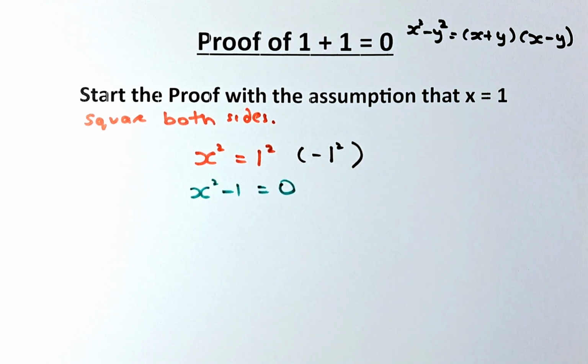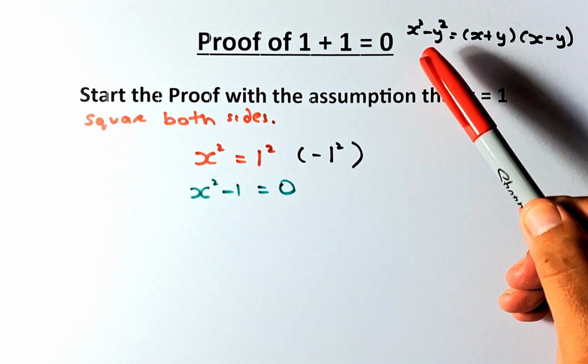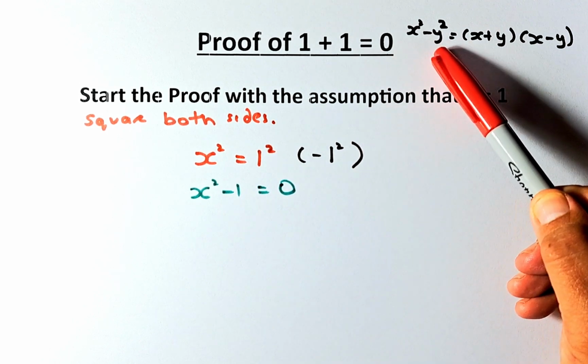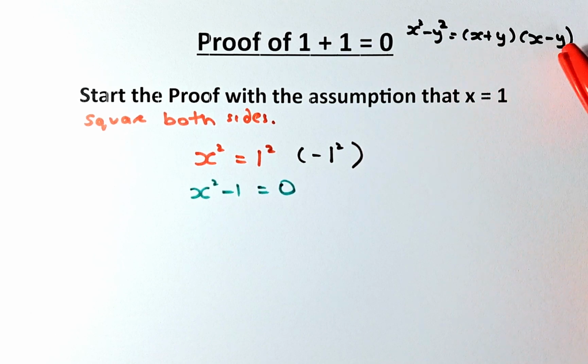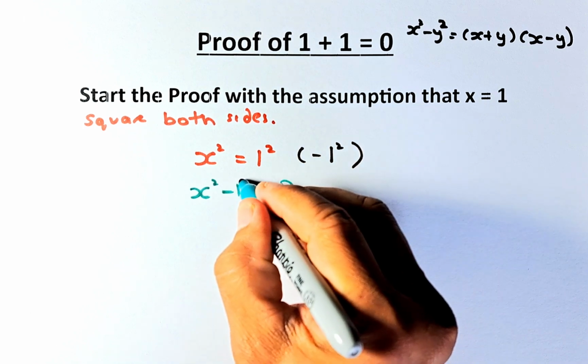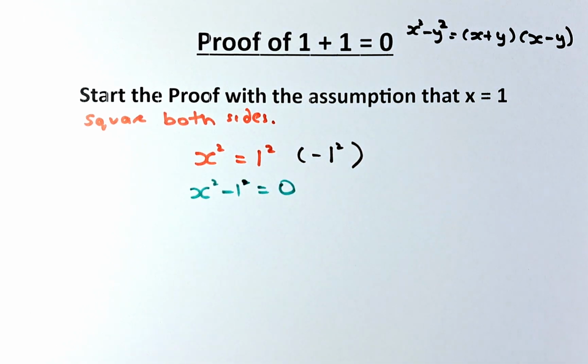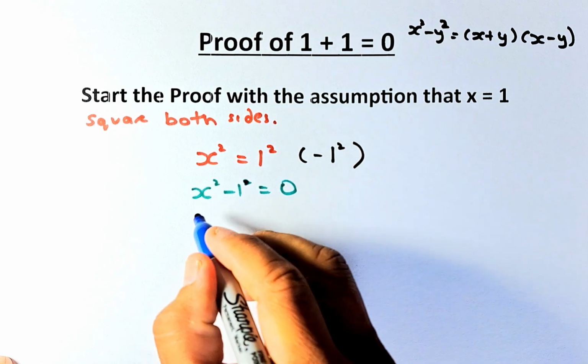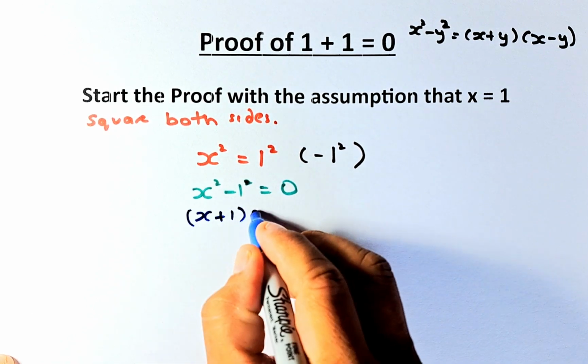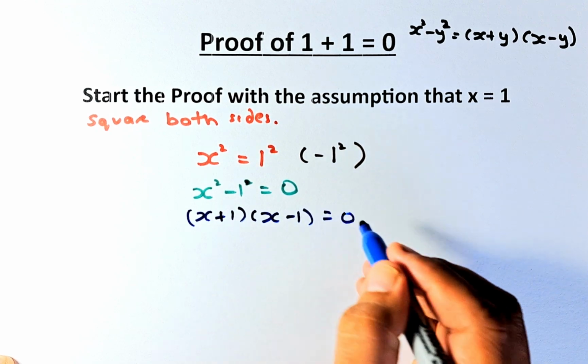Now I'm going to bring you back to your secondary school. You will learn this formula. It's called the difference of two squares. x squared minus y squared is the same as x plus y times x minus y. So that equation is similar to that. Instead of y squared, it becomes 1 squared, so x squared minus 1 squared is equivalent to that. Your x remains as x and your y becomes 1. So it becomes x plus 1 times x minus 1, and that is equal to 0.